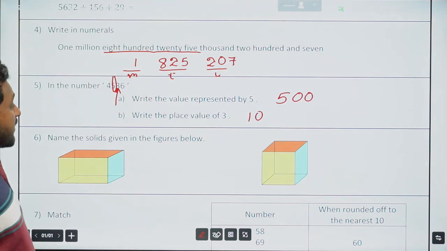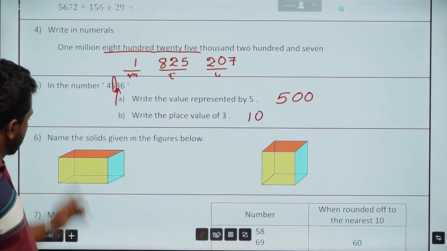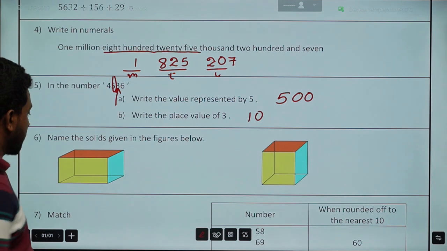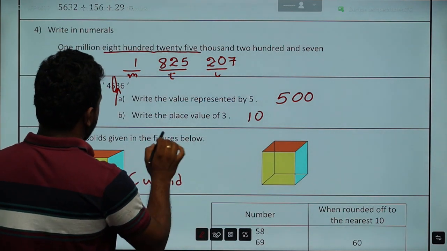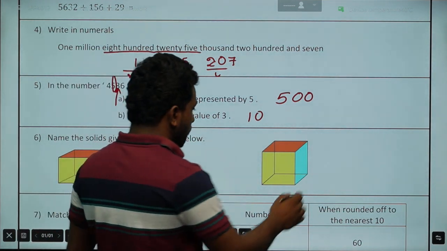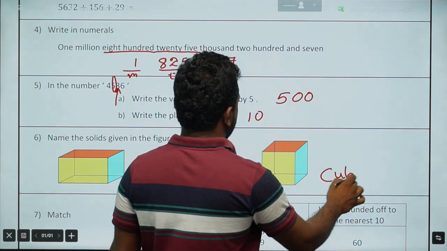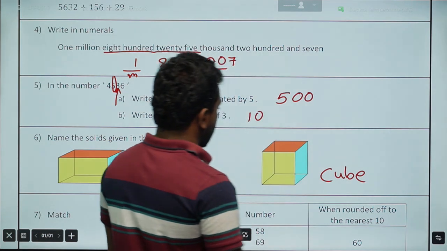Name the solids given in the figure below. What is this one? It's cuboid. Cuboid. And this one? Cube. Okay.